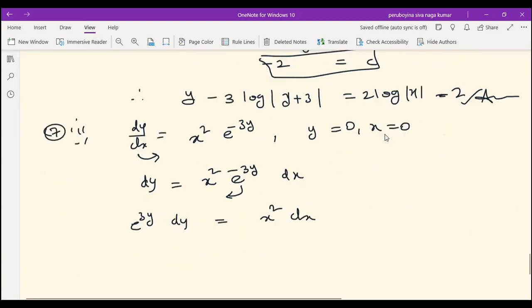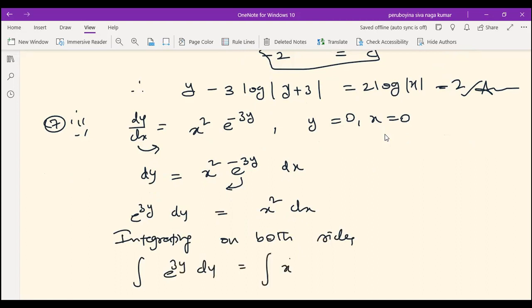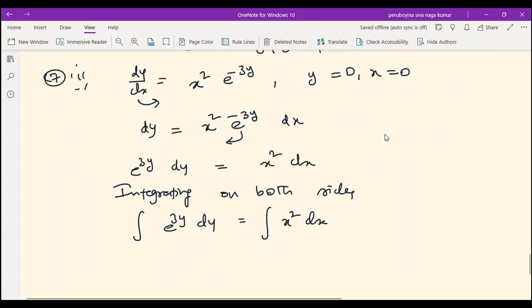And after that, we will integrate this. Integrating on both sides. So integral e power 3y dy is equal to integral x square dx. Okay, what is the integral of e power 3y? e power 3y by 3. And x cube by 3 plus c.